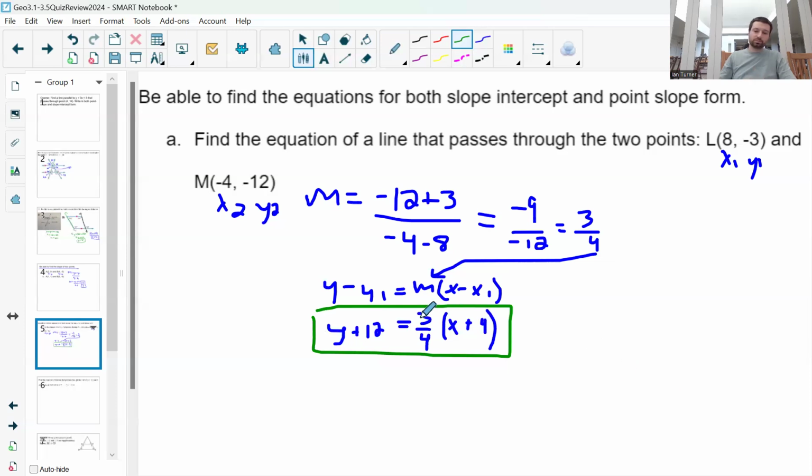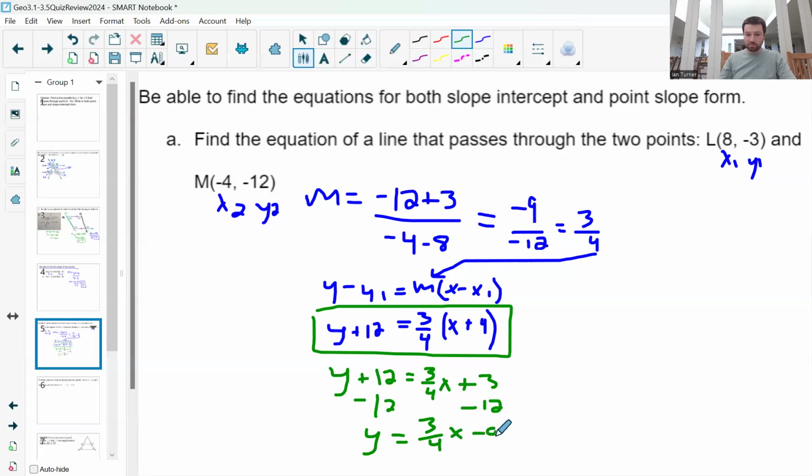And then if you want to turn it into point slope, just distribute this, guys. So we get y plus 12 equals 3/4 x. Now 3/4 times 4, the 4's cancel, so you just get 3. And then we can subtract this 12, and we get y equals 3/4 x minus 9. And there's your equation in slope-intercept.